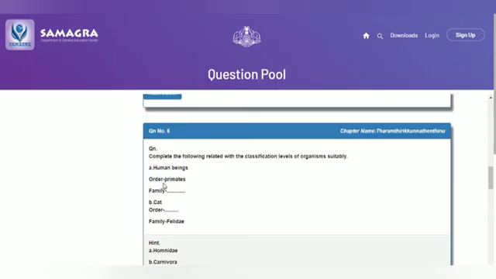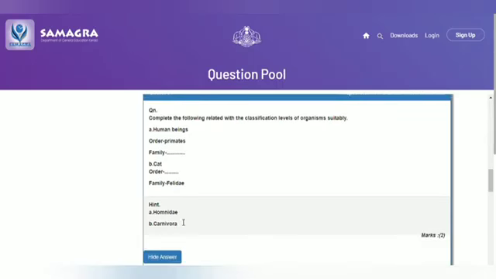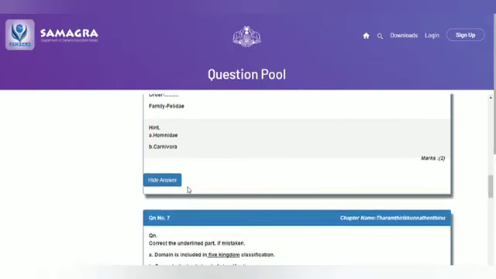For human beings, order is Primates, family is Hominidae. And for cat, order is Carnivora, family is Felidae. So human beings: order Primates, family Hominidae. Cat: order Carnivora, family Felidae.